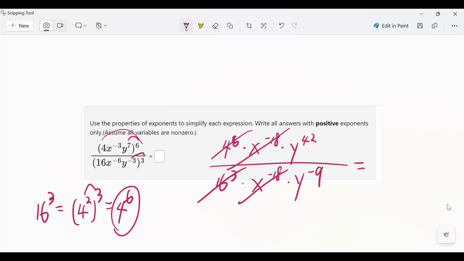So basically, you have y to the 42 over y to the 9. So it's y to the 42 minus -9, meaning adding 42 and 9 is 51. Y to the 51 power. Make sense? Yeah, thank you. Okay, no problem. So anybody else have a question?